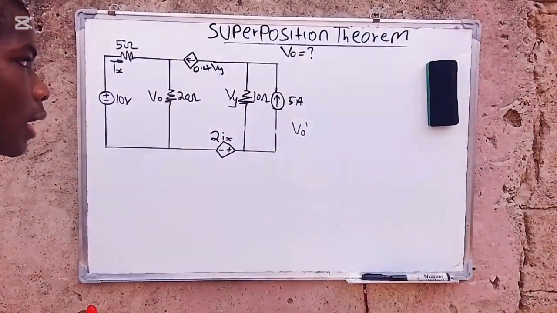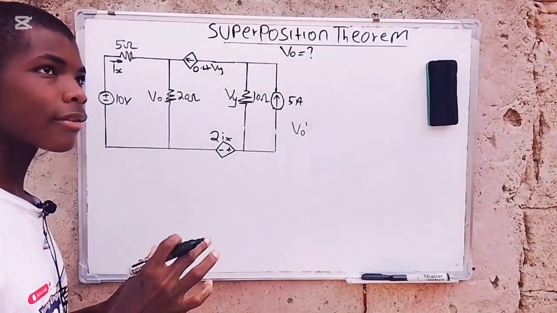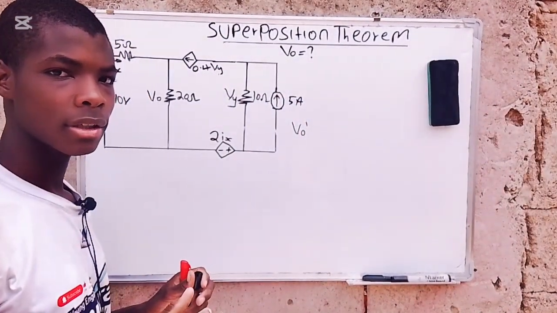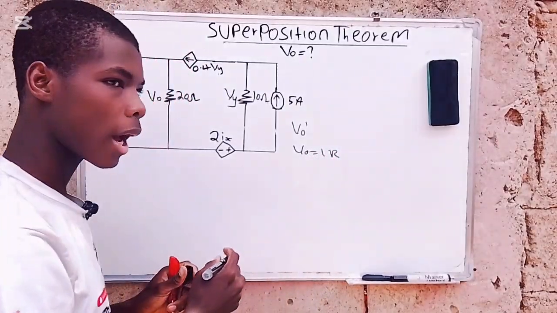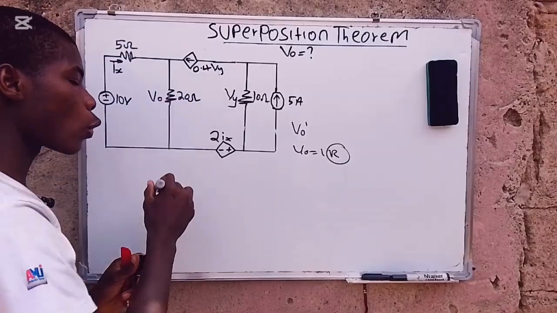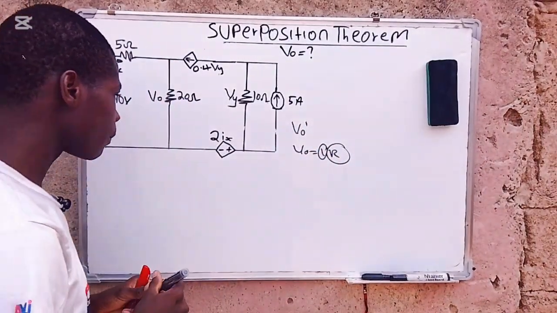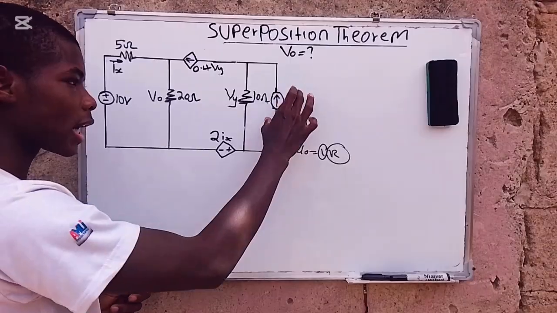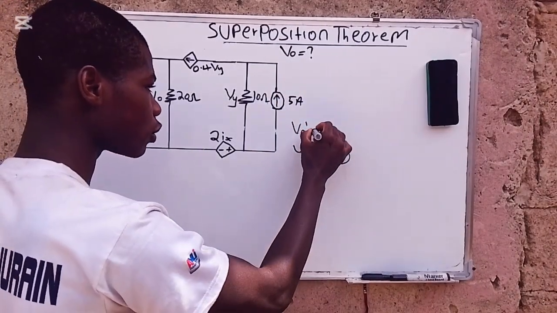After short-circuiting this, we are going to first find the current. Because we all know V0 is equal to IR, we have to multiply the current with this 20 ohm resistance. And we have to first find the current. Now we are going to short-circuit the current and find another current so that we can find V0 prime.